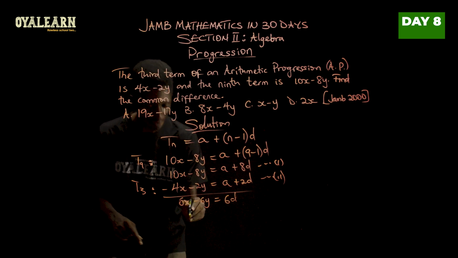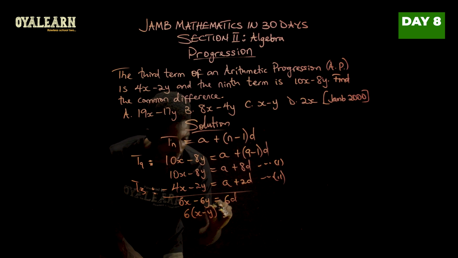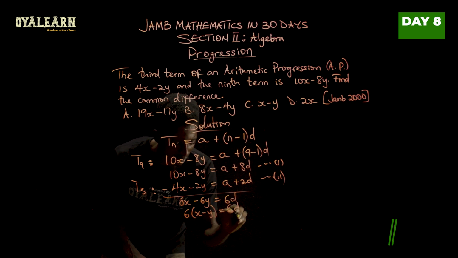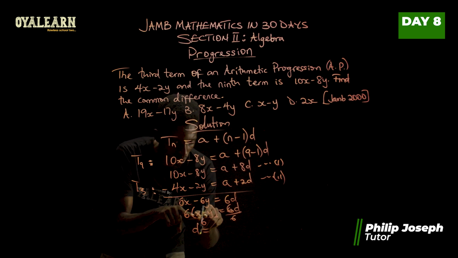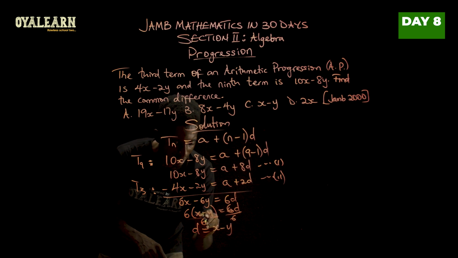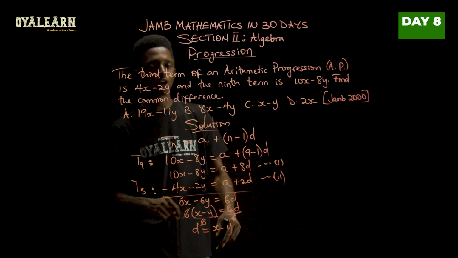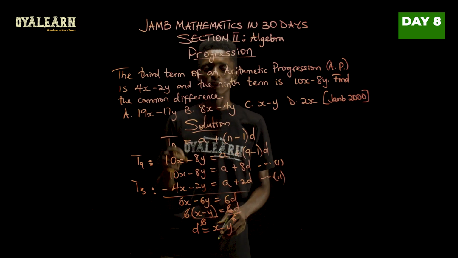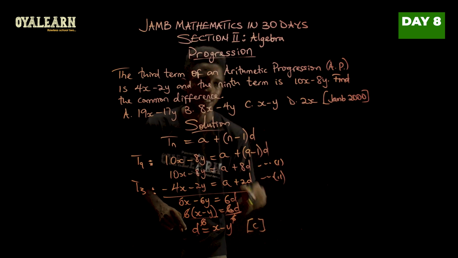Now, if you look here, they have 6 in common. So we go on to say 6 into x minus y equals 6D. Now, divide both sides by 6. And then we can conclude by saying D equals x minus y, since 6 will cancel 6 in both places. So now we see that the common difference is x minus y, leaving our correct answer as option C.